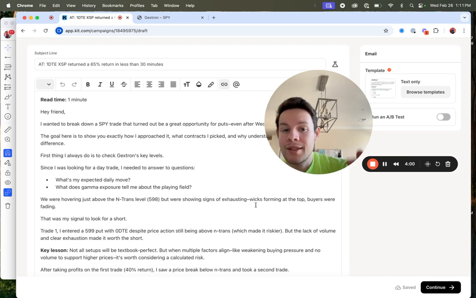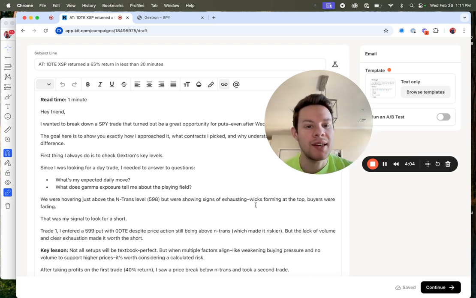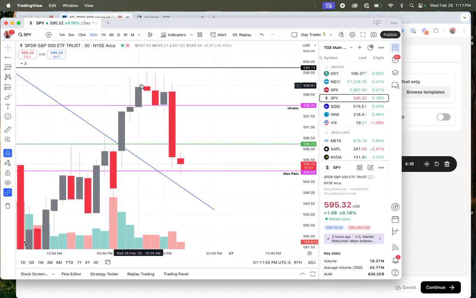There were a lot of wicks at the top of the charts, signaling there is a lot of selling pressure coming in, and now a lot of buyers are able to keep the price above these levels. I'll show you here in the charts. Buyers were fading, so this was my signal to look for a short. You see how it's wick, wick, wick, wick, wick. I took my trade around this time frame right here, just as we were going lower.